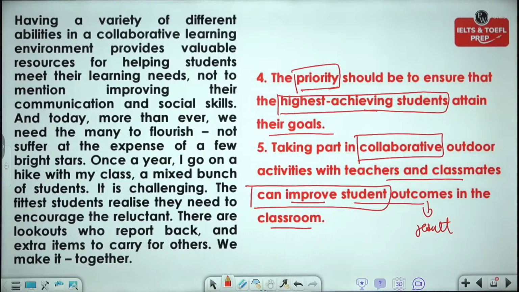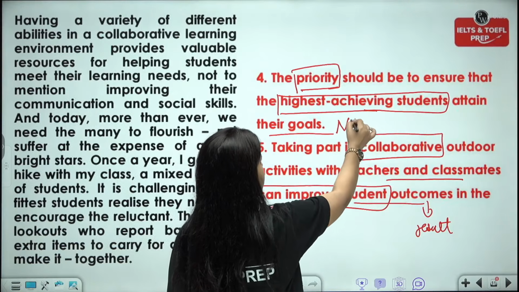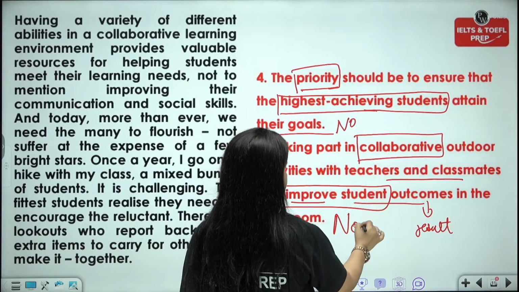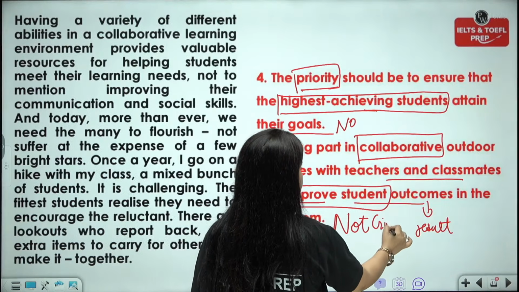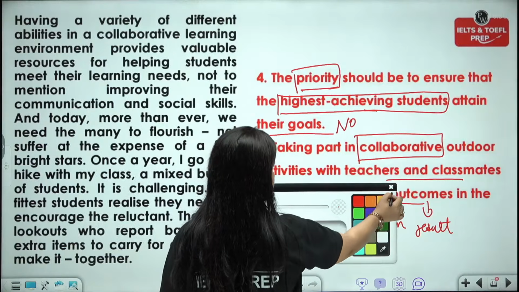Number 4, yes, it is no. So let's see why it is no. Number 5th is not given. Let's understand both these answers. So, and let me have another color over here, right?